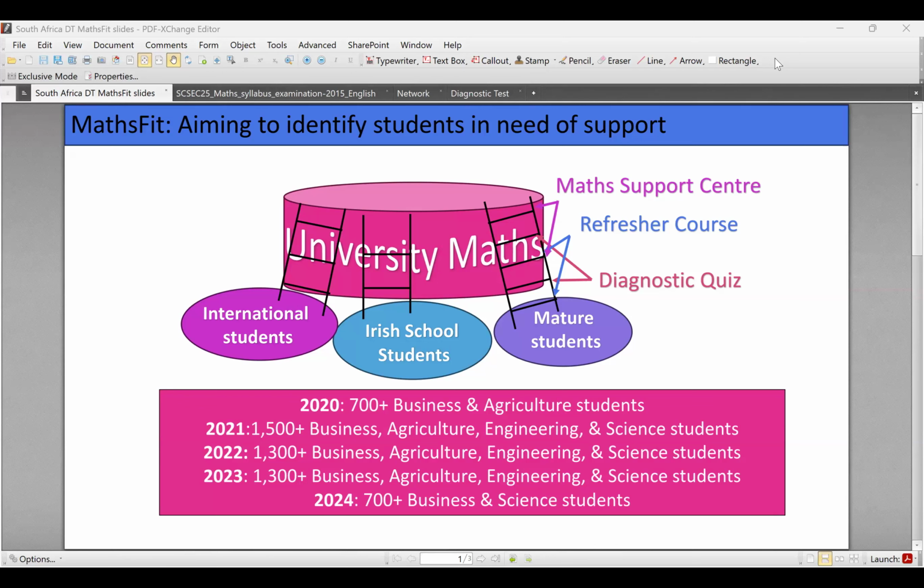Last year, the problem, if I remember correctly, was that there were new lecturers in a couple of the courses, and they wanted to feel their way into the course before they committed to Maths Fit.